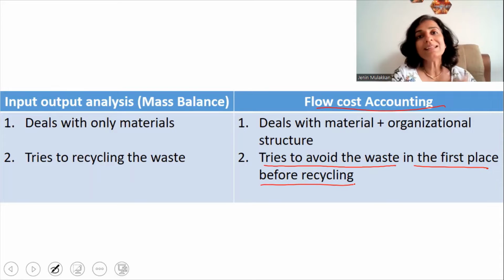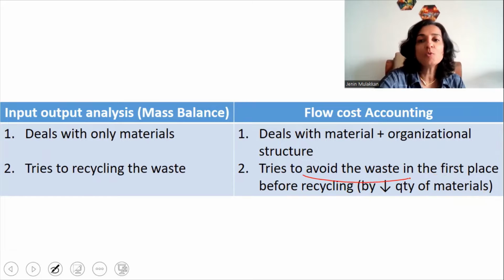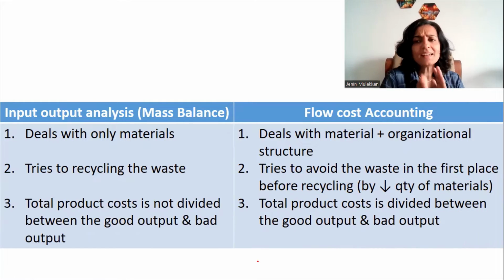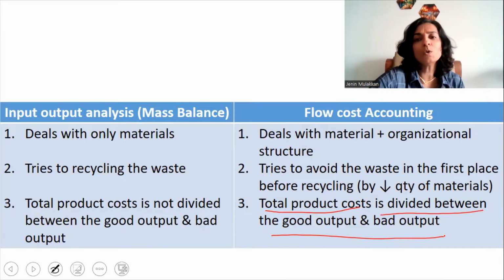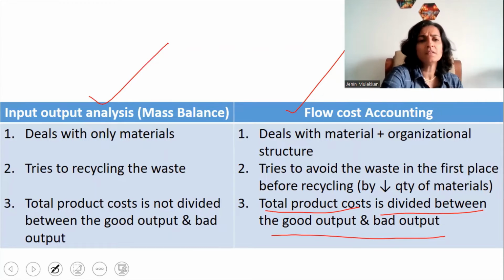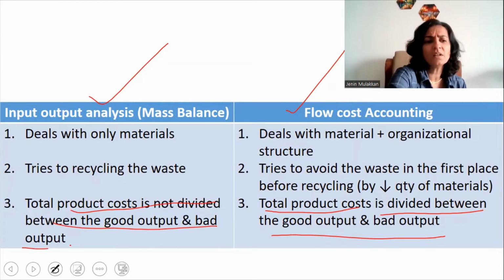Because what flow cost accounting says is that recycling the waste also requires a lot of energy. So if you could eliminate the waste altogether, then that is a better method. And how do we avoid this waste? By reducing the quantity of materials. And another point of distinction is the total product cost is divided between the good and the bad output in flow cost accounting. But in input-output analysis, the total cost is not divided between the good output and the bad output. Now let's move on to the next EMA technique, activity-based costing.